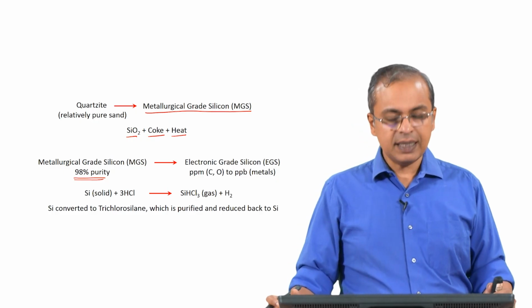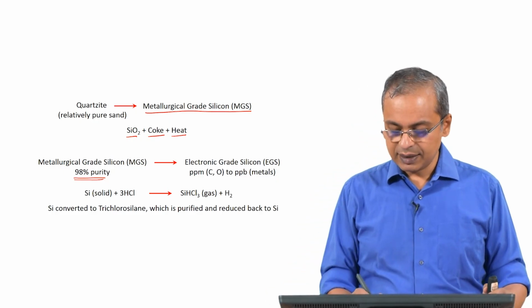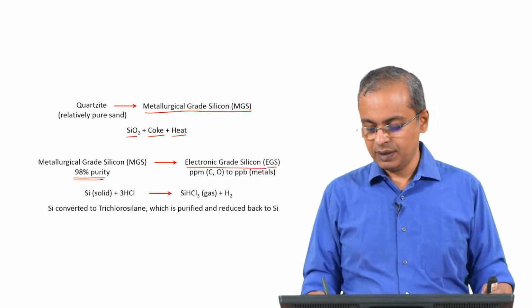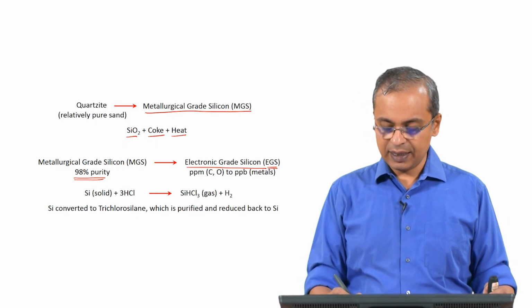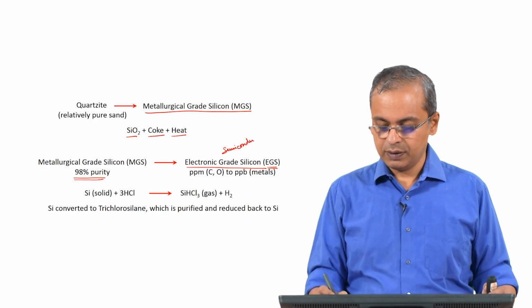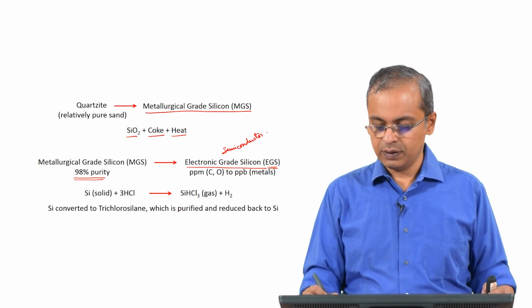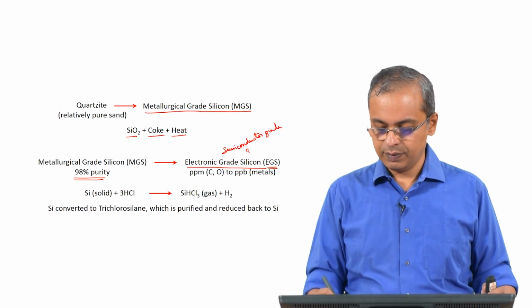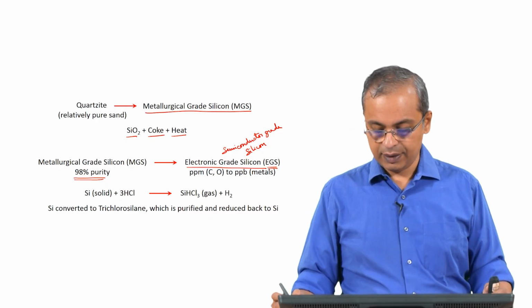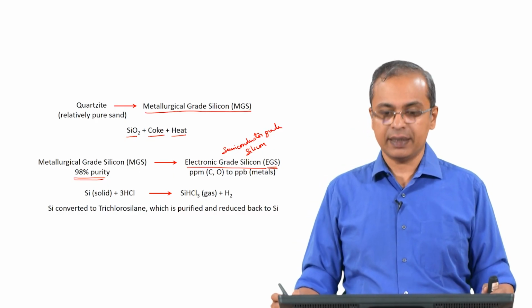So, from metallurgical grade silicon we need to create something that is referred to as electronic grade silicon, EGS. It is also referred to as semiconductor grade silicon. Okay, so it is electronic grade silicon or semiconductor grade silicon.